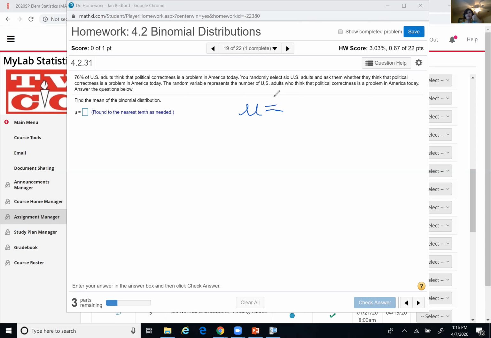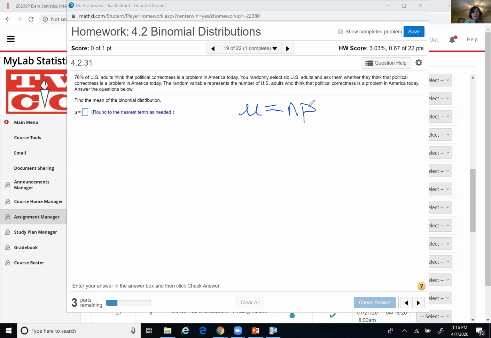Okay, I see a thumbs up from 3 of you guys. The reason is, if I ask the question, do you think political correctness is a problem, I get either an answer yes, which is a success, or no, which is a failure, based on the fact that 76% think that political correctness is a problem. So that means it is a binomial distribution. What's the formula to get the mean when it's a binomial distribution? N times P.